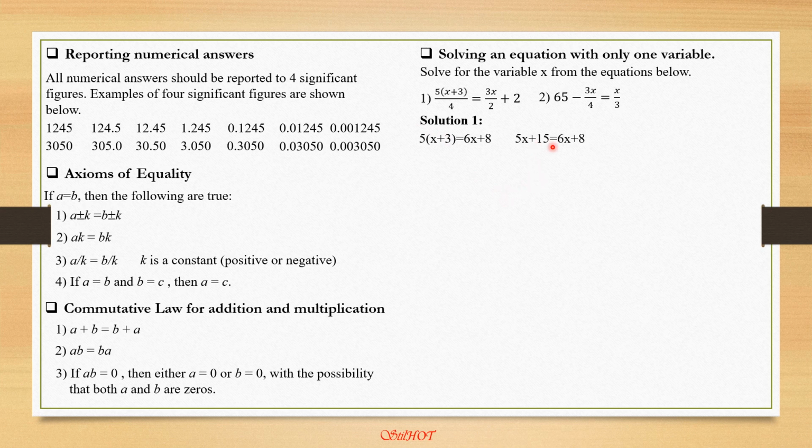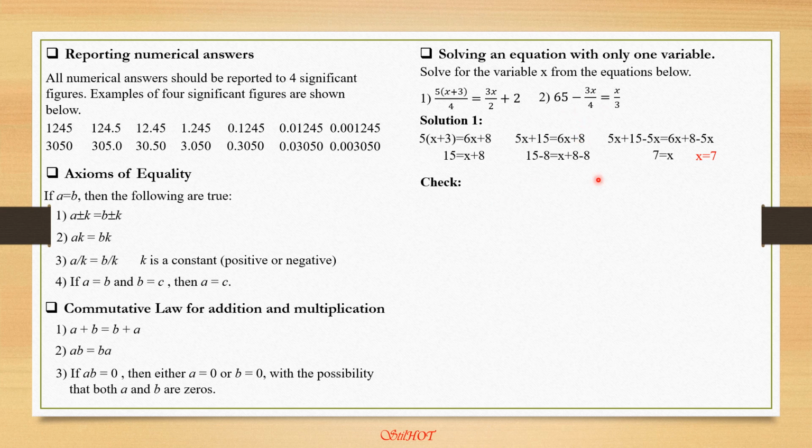Then subtract 5x from both sides of the equation. So 5x plus 15 minus 5x equals 6x plus 8 minus 5x. Simplify, we have 15 equals x plus 8. Therefore, if we subtract 8 from both sides, we get x equals 7. So 7 equals x, or x equals 7. That's the solution to the first example.